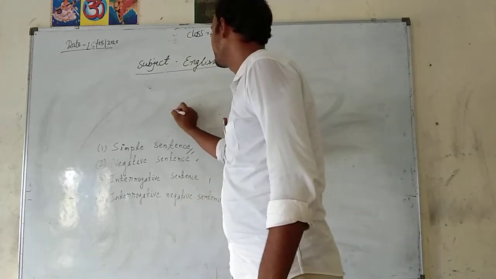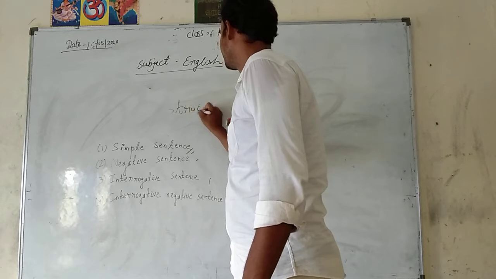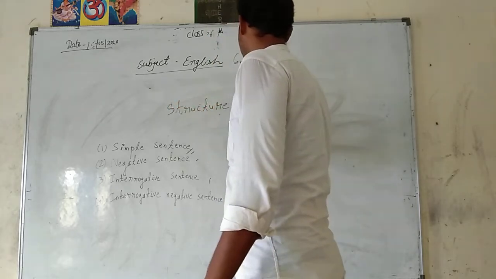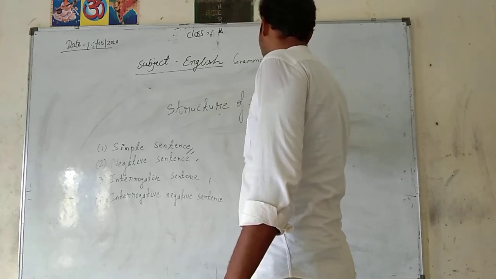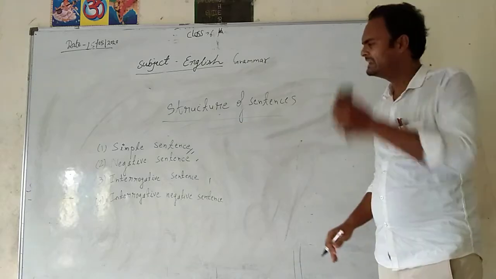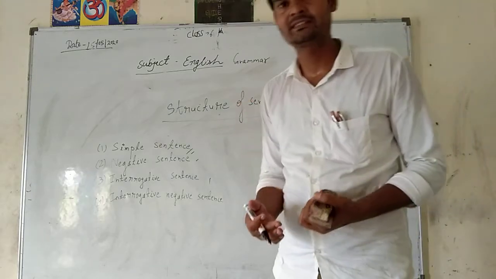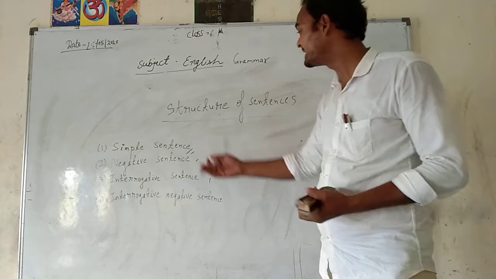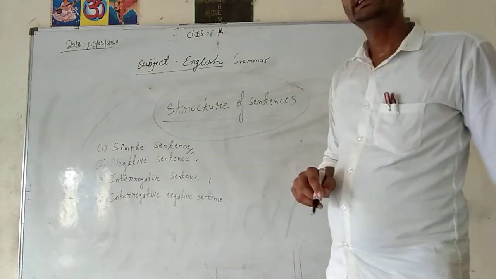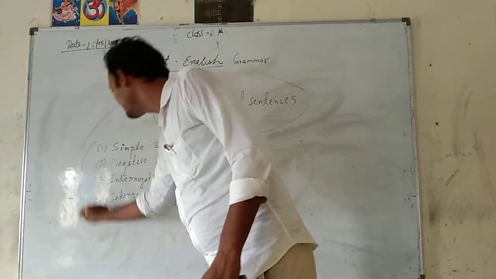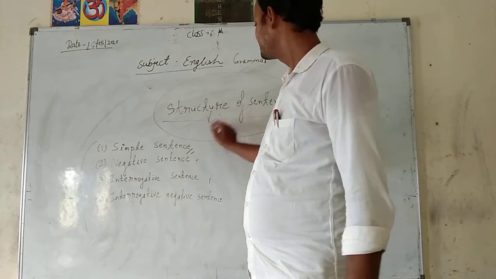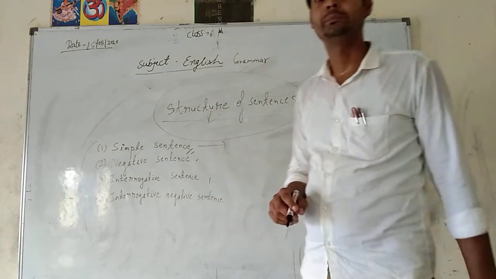Now we have to change our topic: structure of sentence. Structure means how we place the words in a sentence, which words will come first, which words shall come second. So all these things are the structure of sentences. And for that we have categorized 4 types of sentences, and in that this structure of sentence rule will follow up.